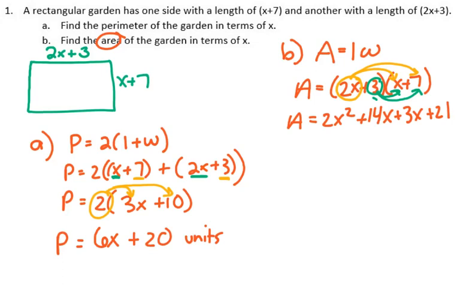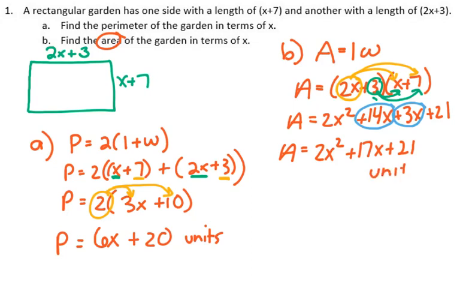From here, I always look to combine my like terms. So I have my 14x and my 3x as my like terms. So I can get that my final area written in standard form is going to be 2x squared plus 17x plus 21. I could also add on units squared to show that this is an area.